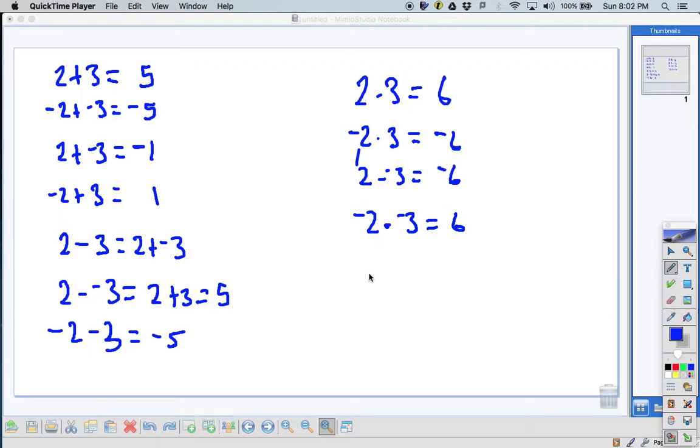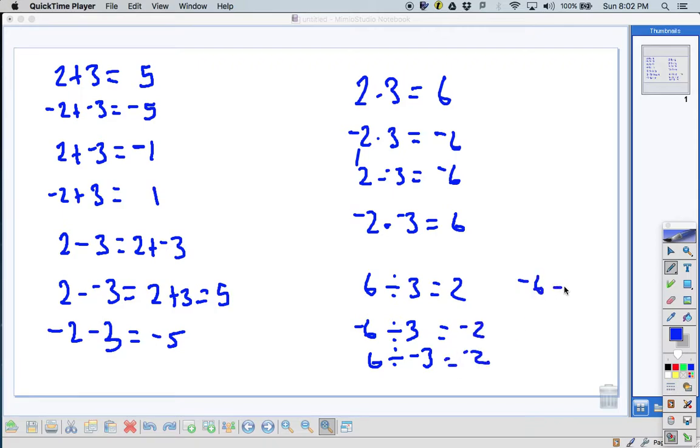And division is no different, so if you have 6 divided by 3, the answer is 2. If you have 1 negative, and again it doesn't matter where it is, the answer will be negative 2. And lastly, if you have 2 negatives, the answer is positive. So the division rules and the multiplication rules are just the same. If you have no negatives, it is positive. 1 negative, it is negative. 2 negatives, it's positive. If you had 3 negatives, it'd be negative. 4 negatives is positive, and it just goes back and forth forever.